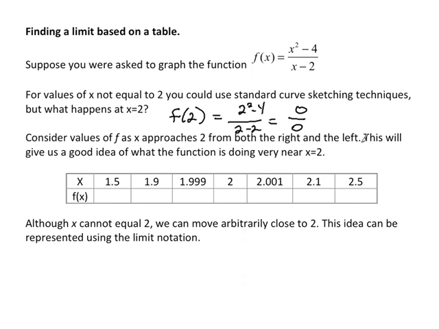So I want to consider values of x as x approaches 2 from both the right and the left. And this is going to give us a good idea of what the function is doing near x equals 2. To do that, let's bring up Maple, put this into Maple, and start picking values very, very, very close to 2, like these values here, and see just what's going on.